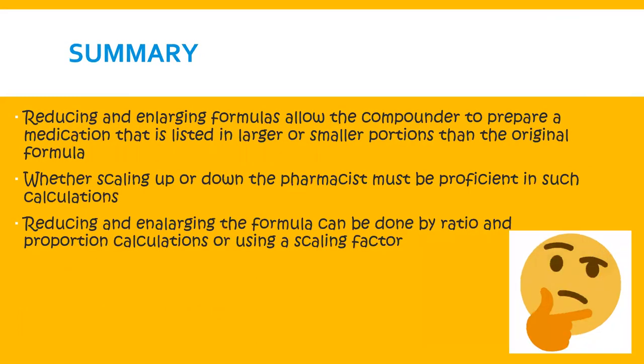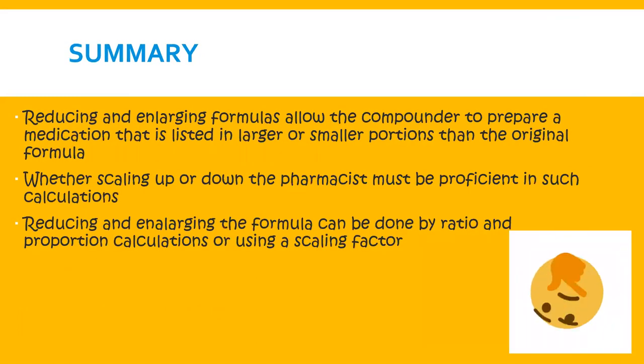All right, so just summarizing this lesson, reducing and enlarging formulas allow the compounder to prepare medication that is listed in a larger or smaller proportion than the original formula. Whether scaling up or down, the pharmacist or the pharmacy technician must be proficient in such calculations, and it can be done by using ratio and proportion or using a scaling factor.